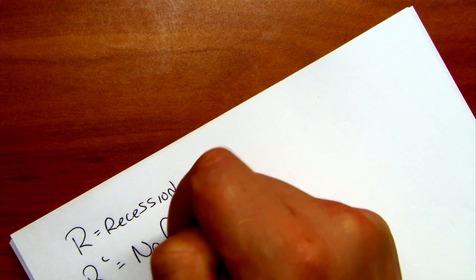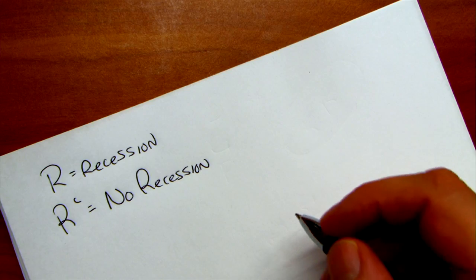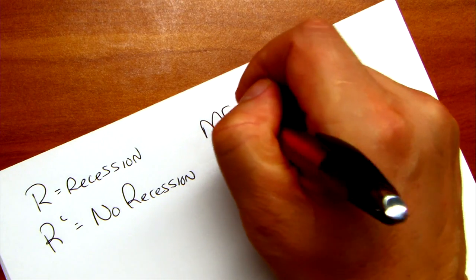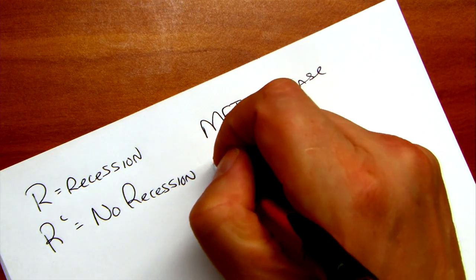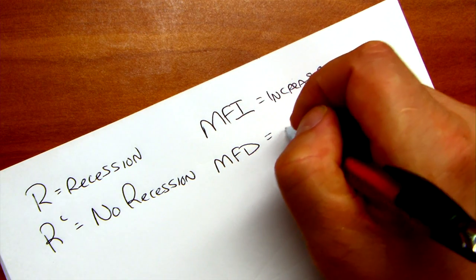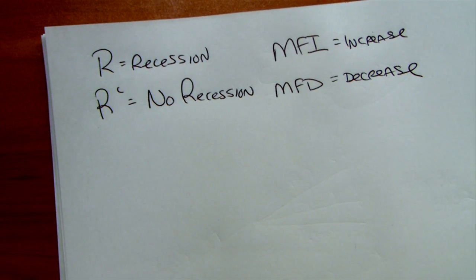All right, so as I always do, I'm going to ask you to define the events. So we have recession, so I'm going to call that an R. And I'll say R complement is no recession. Our mutual fund can increase or decrease. So I'm doing MFI for mutual fund increase. I could have just done an I if I wanted to. And MFD for decrease. I could have just done a D probably, but I'll do MFI and MFD.